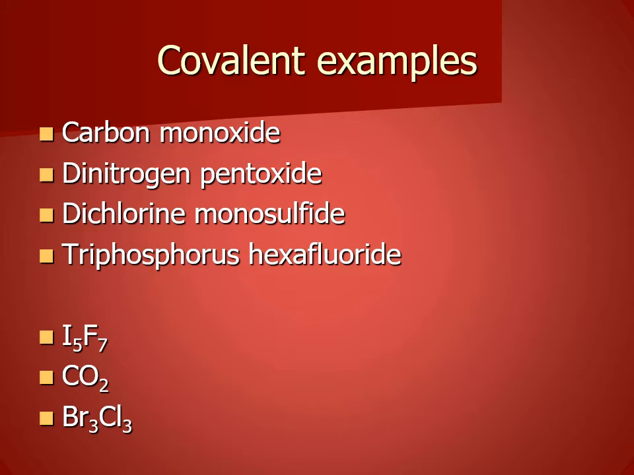But they did say that for all elements on the second element, which will have their name modified with the IDE ending, we have to use the prefix mono or any other prefix. So the second thing will always have a prefix. The first thing will always have a prefix, except in the case where mono would be the initial prefix. So carbon monoxide. Okay, when we look down here, I5F7, CO2, Br3, Cl3, notice they're binary, and notice they all begin with nonmetals.